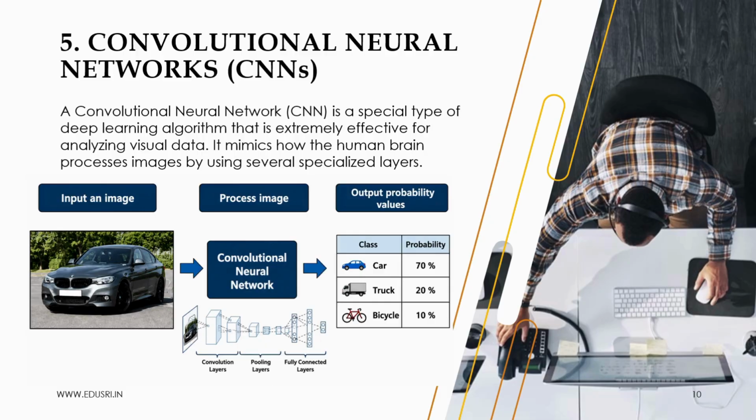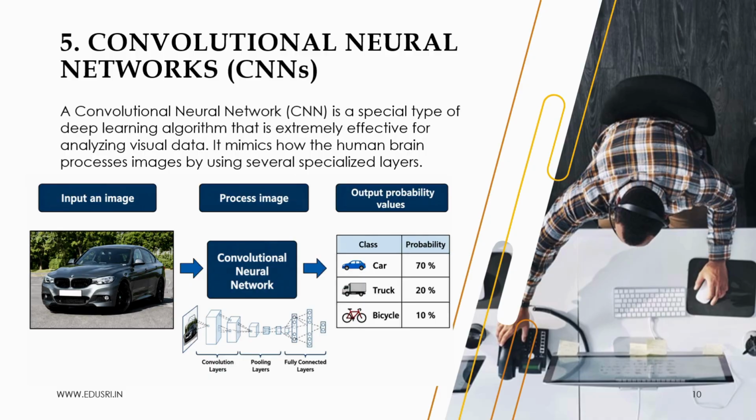Let's understand the basic process shown here. First, we provide an image as the input to the convolutional neural network. For example, the input image shown here contains a car. The CNN then processes this image through different layers. The first important stage consists of the convolution layers. These layers use filters or kernels to identify important features in the image, such as edges, shapes, and patterns.